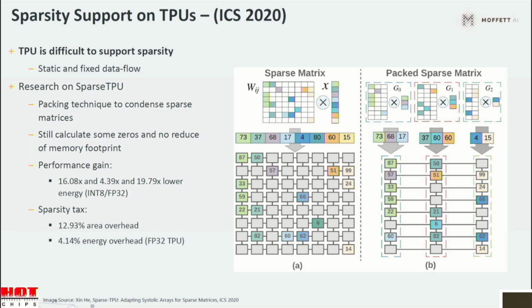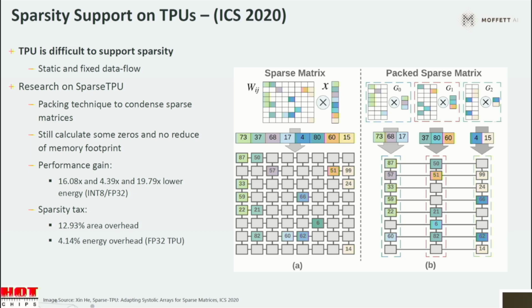And for TPU support, there's no commercial TPU support for sparsity, but there's academic research on supporting sparsity in TPU. TPU is very difficult to support sparsity for because it's very static, with a fixed data flow. But there's some research published in 2020. As we can see here, if we map a sparse matrix to the systolic array, there will be a lot of empty slots in the array.